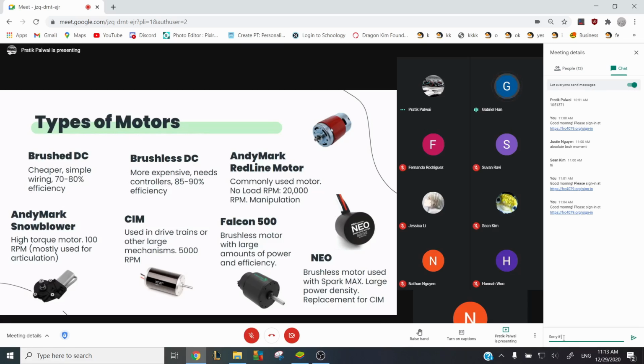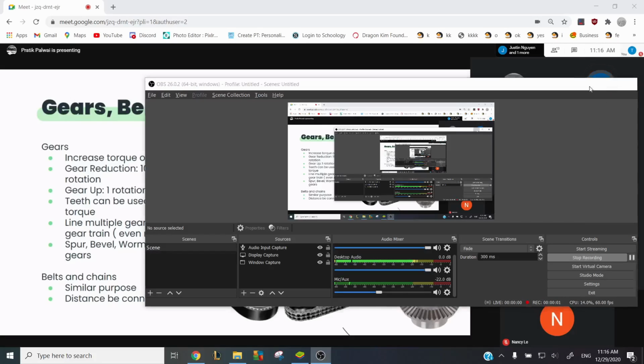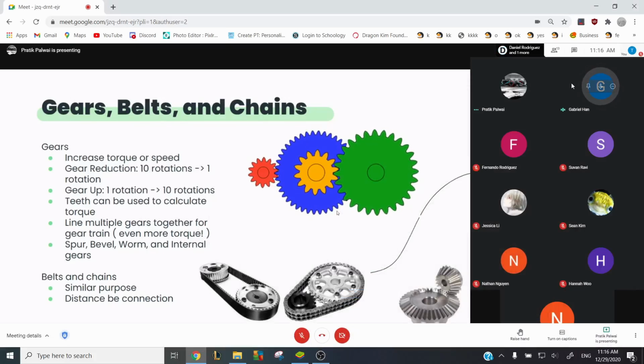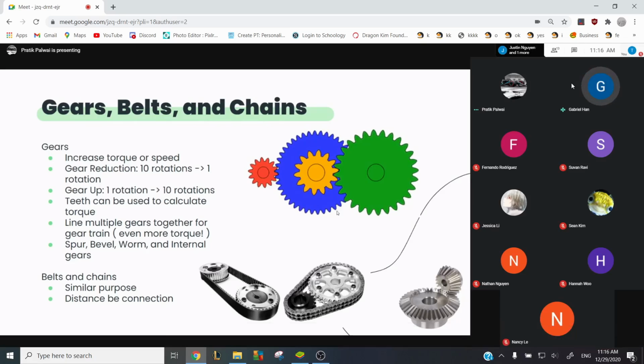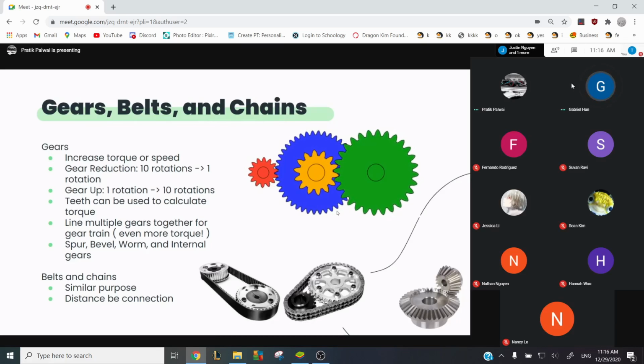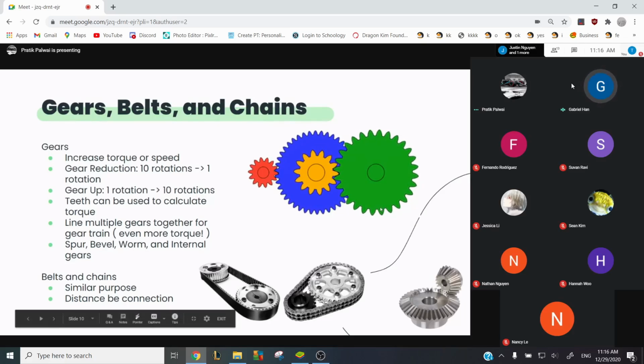Some people I've seen on YouTube make insane gear trains with like a googol to 1 gear ratio, but that's probably not as practical. The different types of gears include spur gears, which is just the normal one, bevel gears, which is on the bottom right, and then you have worm and internal gears as well.